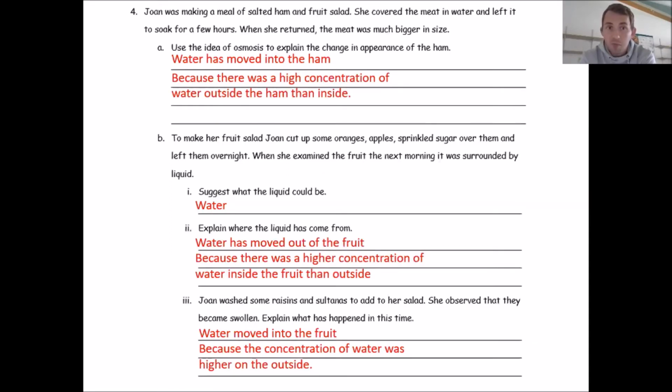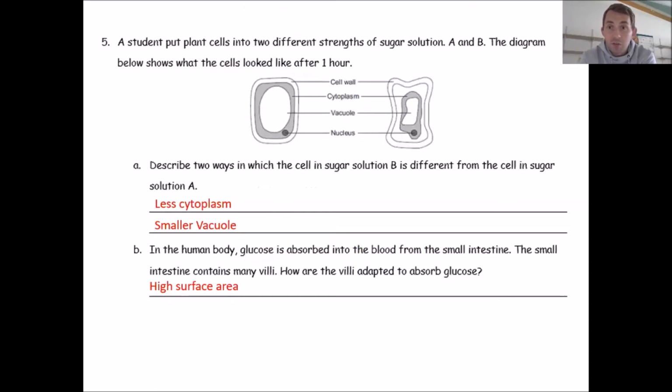Question 4, it's a very wordy question, but again, if you put the ham in water, water will move into the ham because there's more water outside, so it moves into the ham to balance the concentration. And therefore, you can see question B could follow the same sort of pattern, where the idea is if you've got water around it, because the water's moved out because it's sugar. And then finally, last question is about cells.